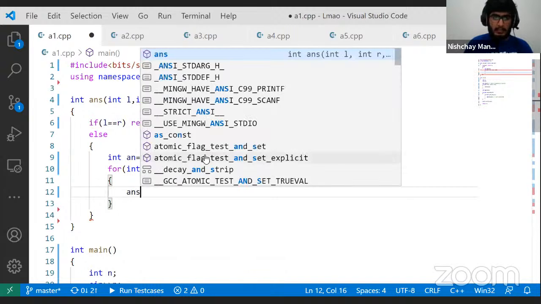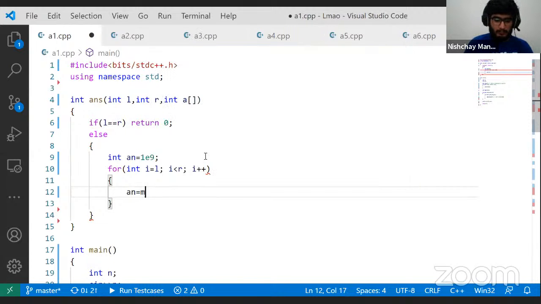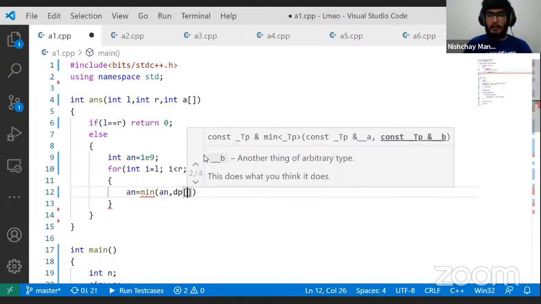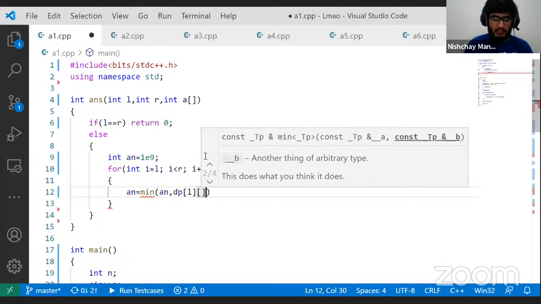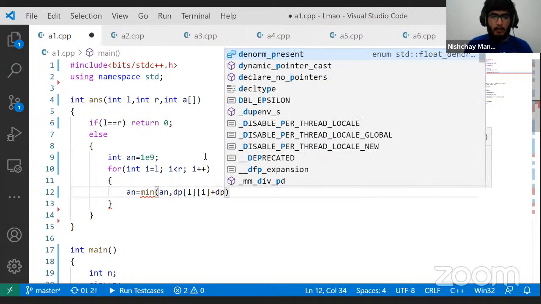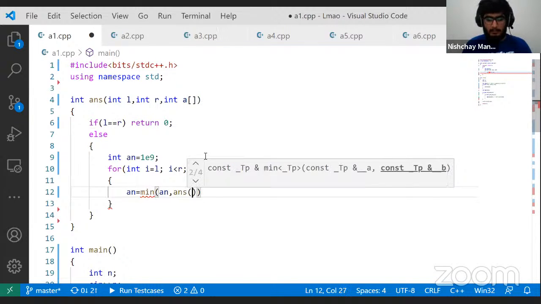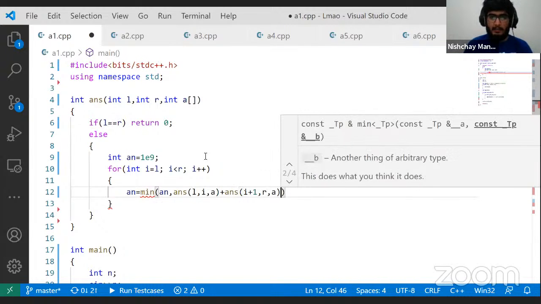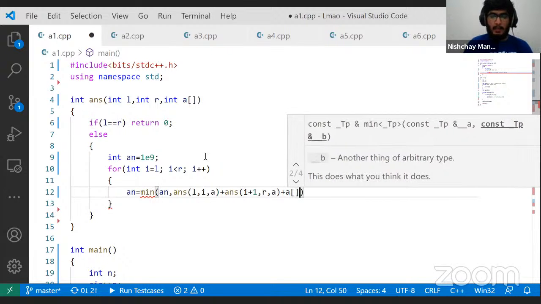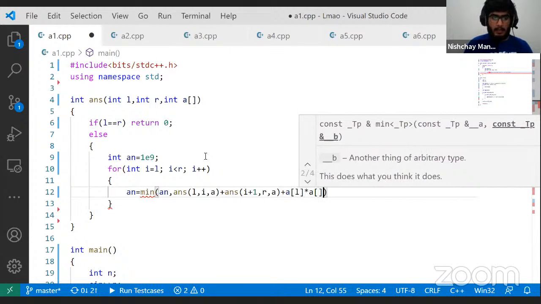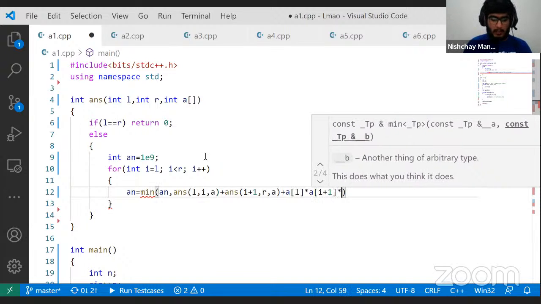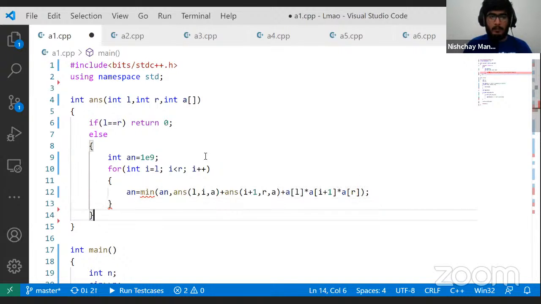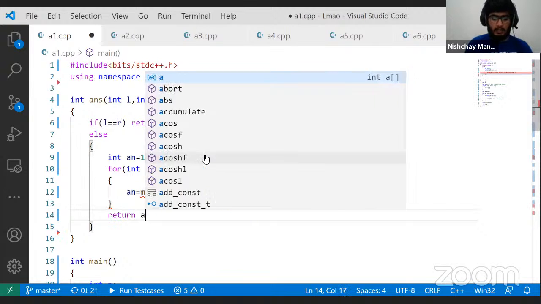So in here, answer is equal to minimum of answer, comma, the recursion formula which I said was dp, sorry, answer of l comma I comma a plus answer of I plus 1 comma r comma a plus a l star a I plus 1 star a r. And finally we just have to return answer.